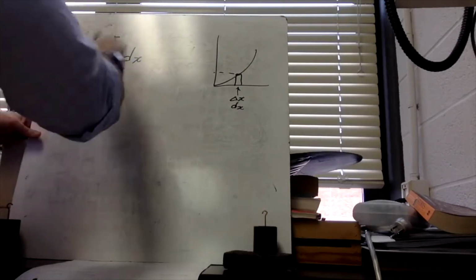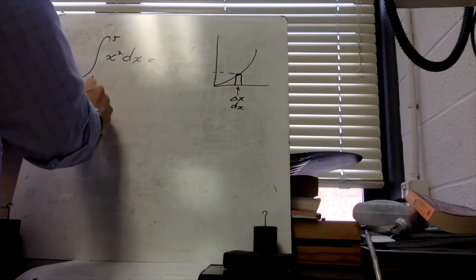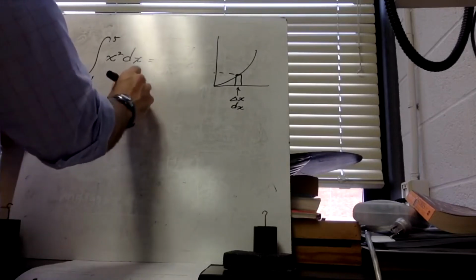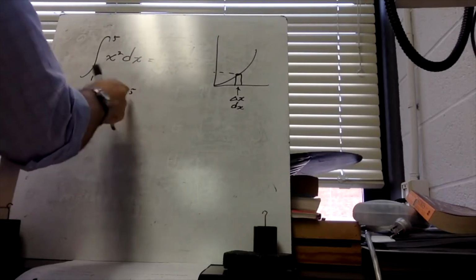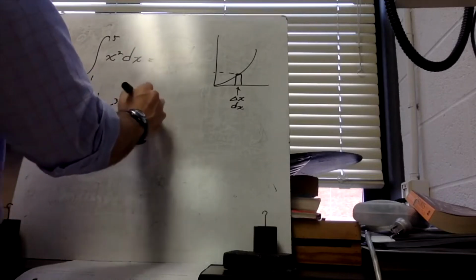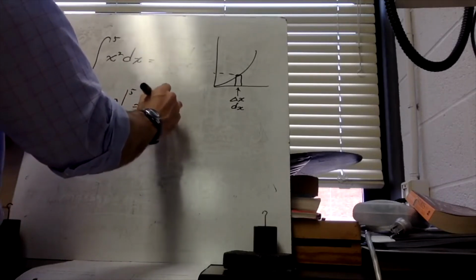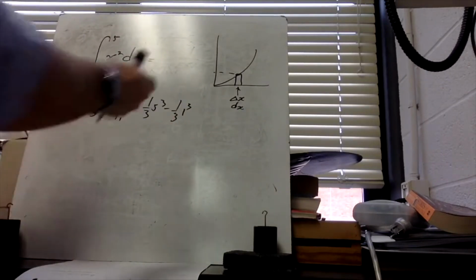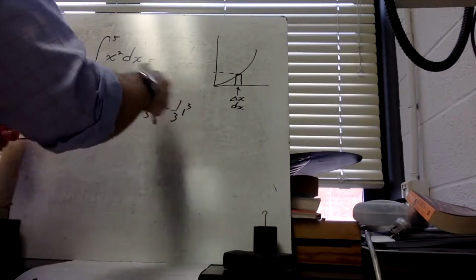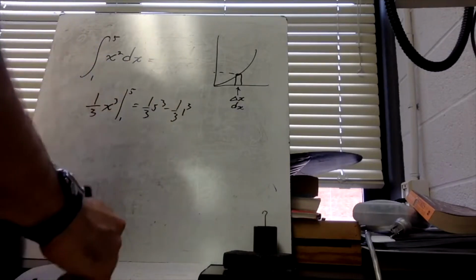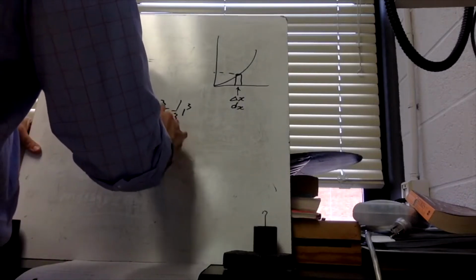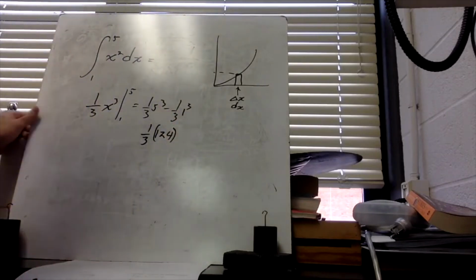All right. And so what I do is I anti-differentiate, and I end up with 1/3 x cubed from 1 to 5. Now I plug in these two, and I subtract. So this is 1/3 5 to the third minus 1/3 1 to the third. That's the idea: I'm plugging in the final minus the function of the initial. And so this ends up being 1/3 of 124. That doesn't come out evenly, so I'm just going to leave it like that.